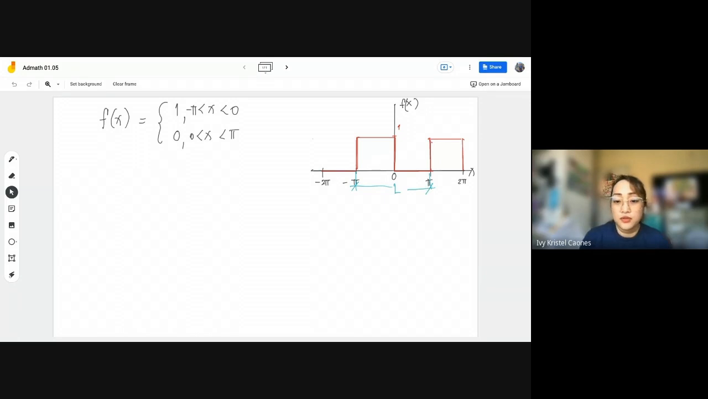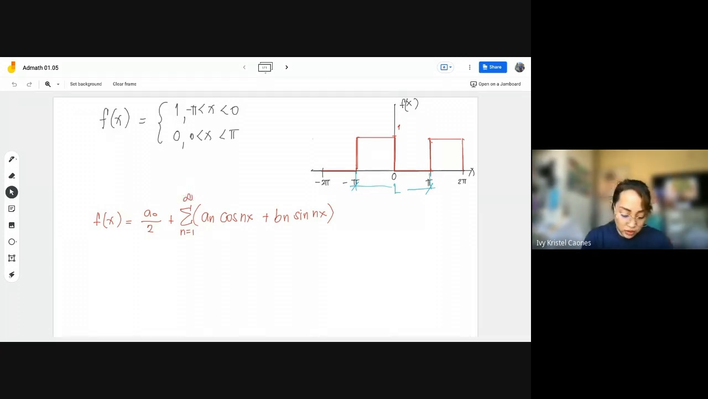So we have to find the Fourier series of this particular function. We have the general formula of our Fourier series. That will be f of x equal to a sub 0 over 2 plus summation of a sub n cosine nx plus b sub n sine nx, when n equal to 1 to infinity.